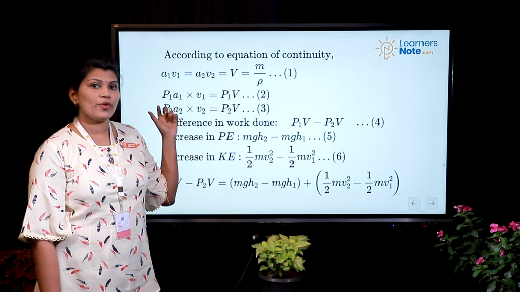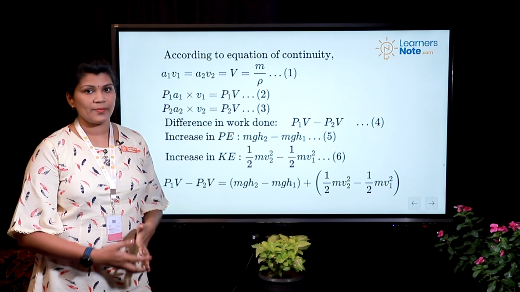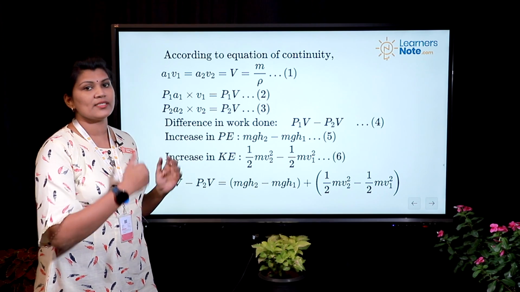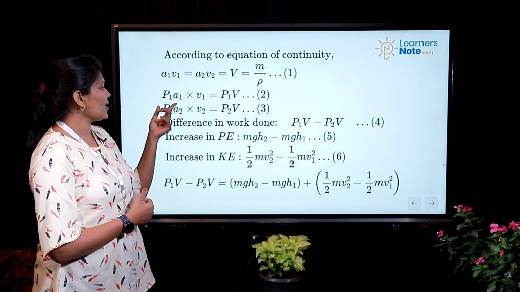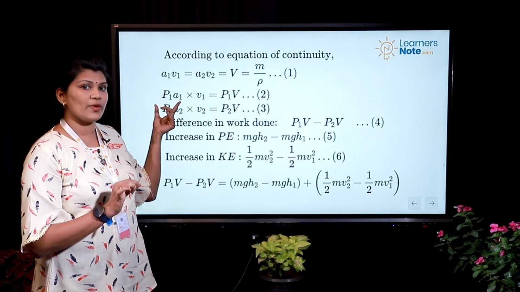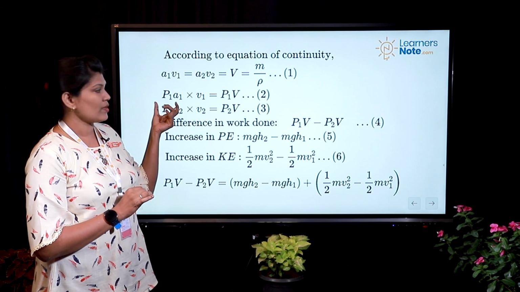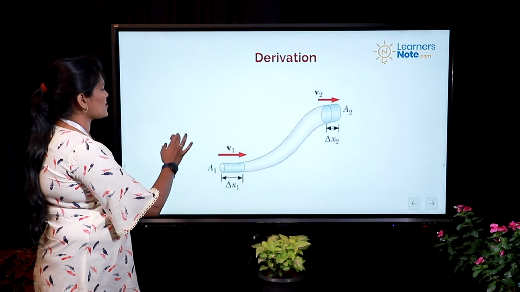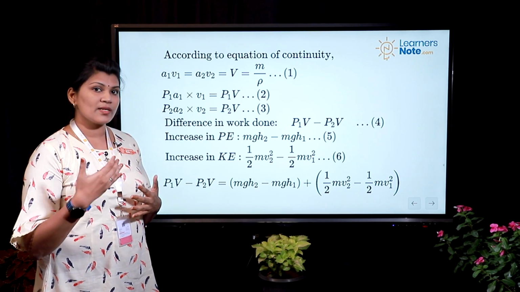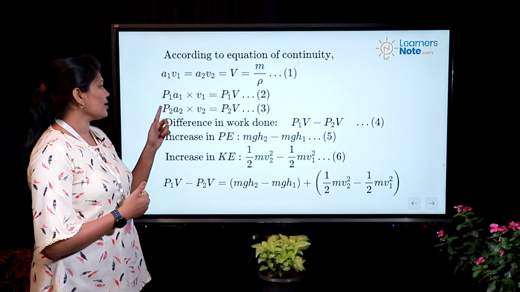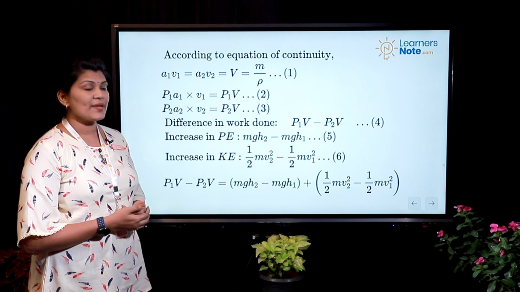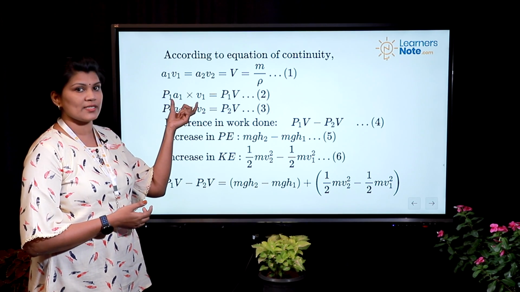Then next we are going to discuss the pressure energy. Pressure energy is the energy due to the variation of pressure in these two regions of the pipe. Here P1A1 indicates the force experienced by the fluid in the first region, and P2A2 indicates the force experienced by the fluid in the second region. And if we multiply this P1A1 with V1, it will give the pressure energy. It is the representation of pressure energy.